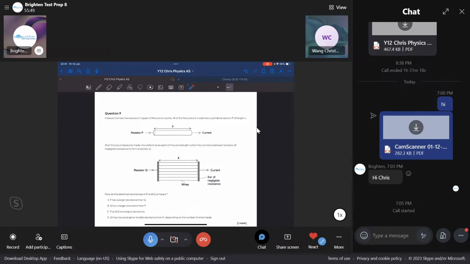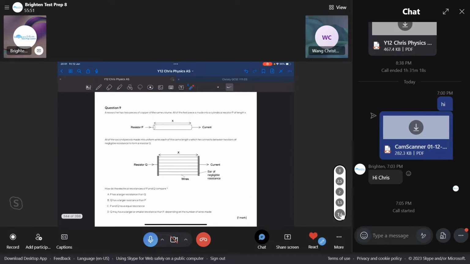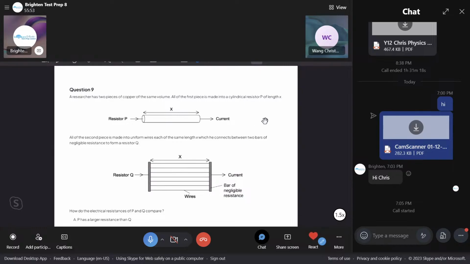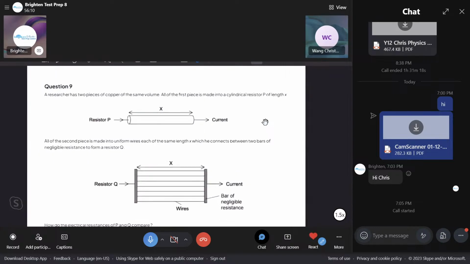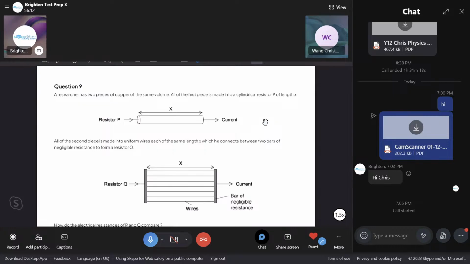Okay, this one is a good one because it combines again a bit the issue of the resistivity and a certain pattern of the circuit. So the same volume, huh? Okay, so same resistor basically.